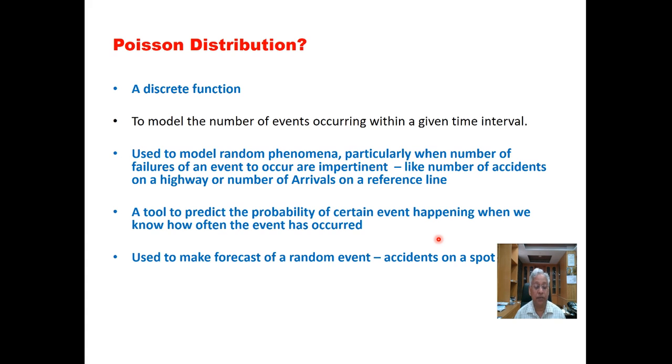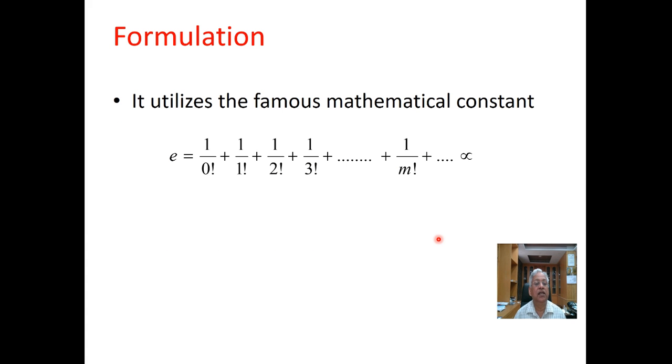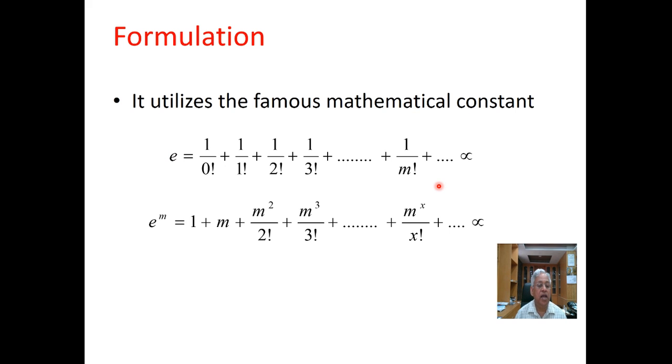So let us see how this Poisson distribution is derived. It utilizes the famous mathematical constant e, which is also called the Napierian constant, and you might know that e is given by this series, the summation of an infinite number of steps of this series. Now if you write this equation as e to the power m, then this becomes 1 plus m plus m square upon factorial 2 plus m cube upon factorial 3 and so on.